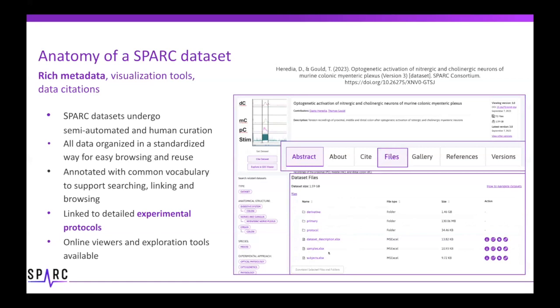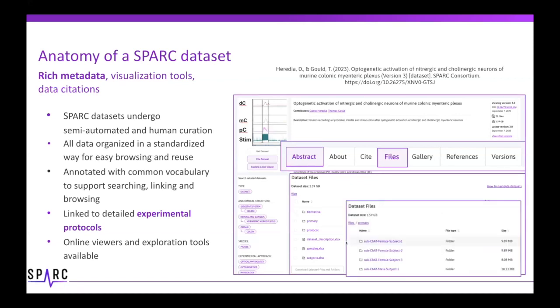But you can see here that there are three categories: derivative, primary, protocol. There are some top-level file folders here. The primary folder is the one that has the data in a form which researchers are most likely to find useful. So it's not completely raw, but it is also minimally processed. And as I mentioned, all SPARC data is curated to the same standard.